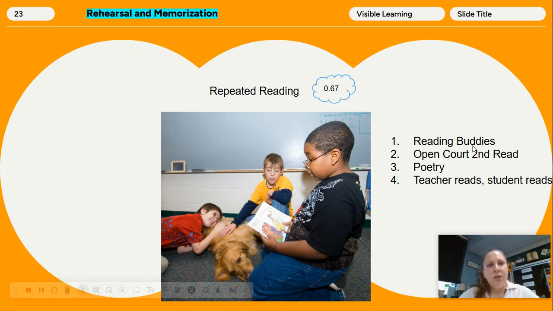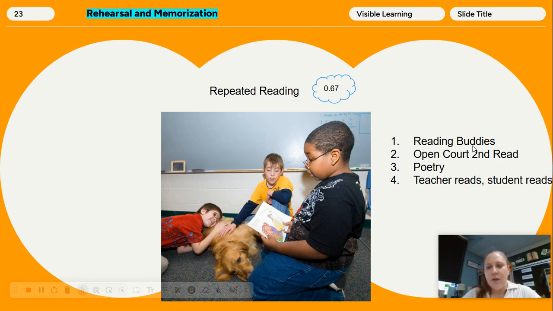All right, and then moving on to rehearsal and memorization. Repeated reading has an effect size of 0.67. You could do this through reading buddies. I know we've talked about having house buddies, so maybe we can start doing reading buddies pretty soon. Open Court, the second read, is going to be an important step. Poetry repeated reading is really important. I know a lot of the Open Court stories have a poem at the end, so having students work on fluency and working on that repeated reading could really help.